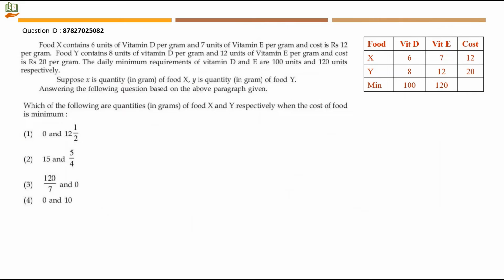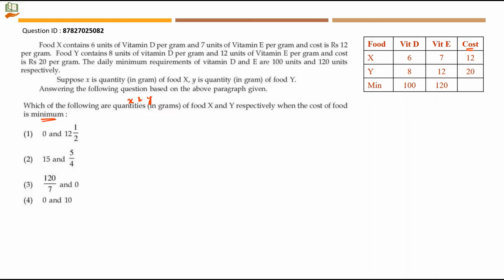Next question. Which of the following are quantities? The value of x and y of food x and y respectively when the cost of food is minimum. Whenever you go for buying something, we always demand that we pay less. So when cost is involved in some problem, we will often end up with minimizing the cost. So when cost is available here, the problem will be taken to be a minimization problem only. So in that aspect they have given when the cost of food is minimum. So we have to find the values of x and y.